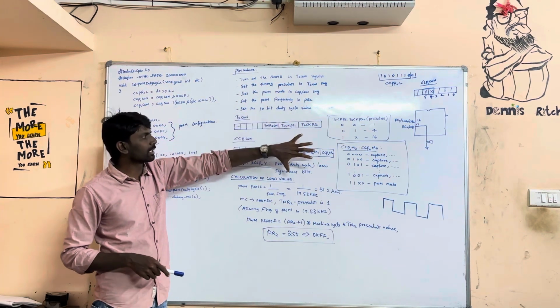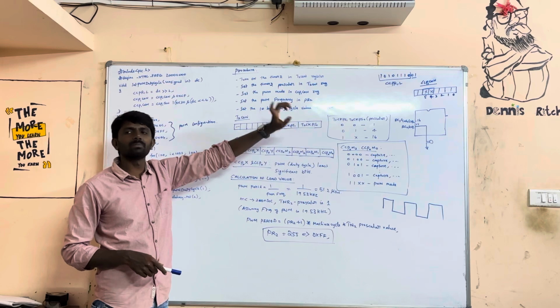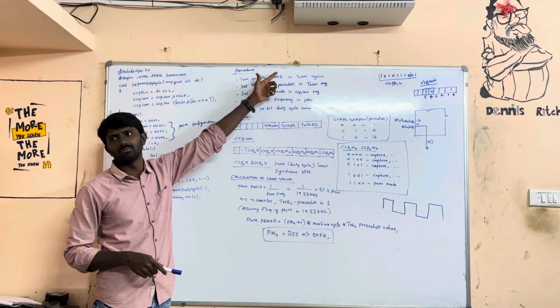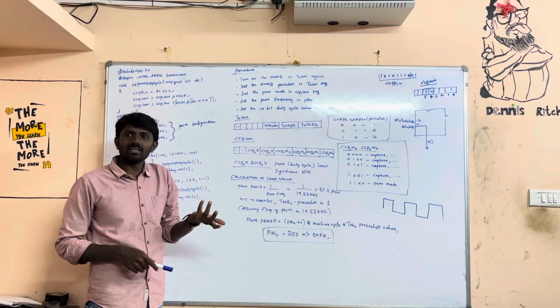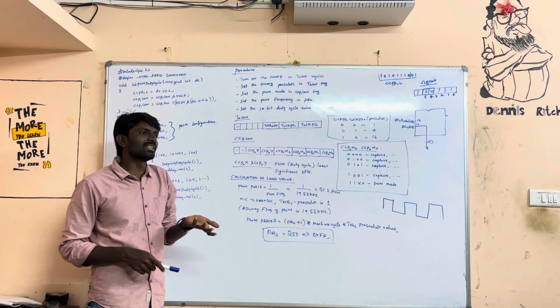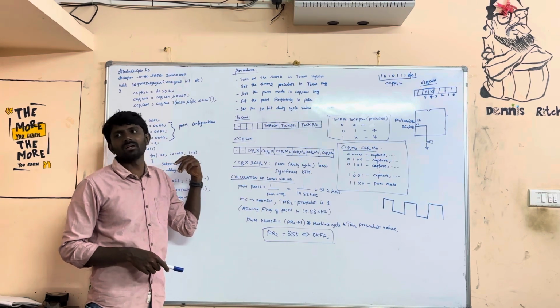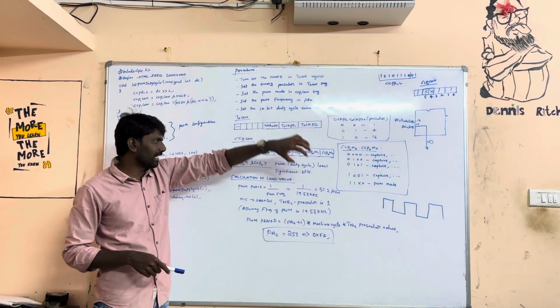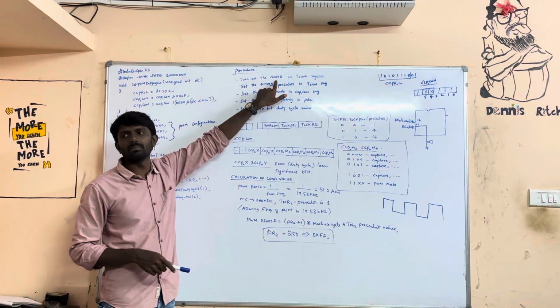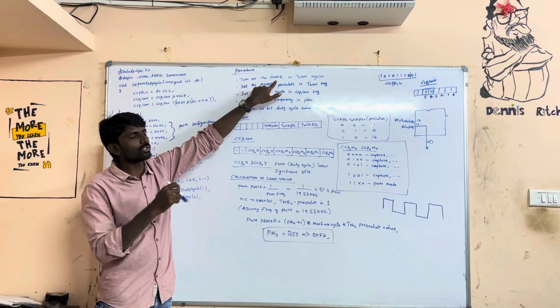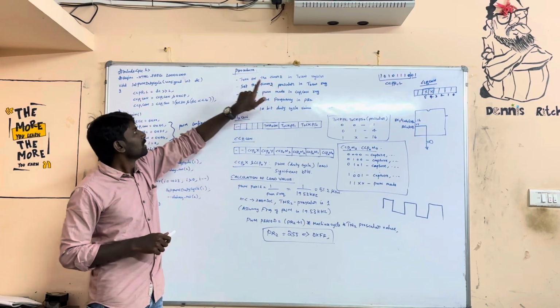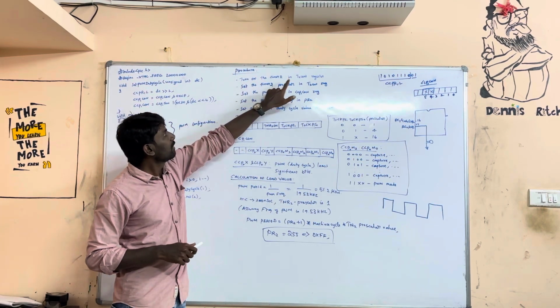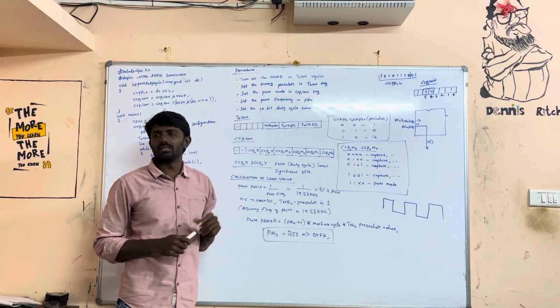In this PIC controller, for PWM you have to use only timer 2. For regular time-related purposes or delay generation, you use timer 0. But coming to PWM, you have to use only timer 2. Timer 2 is associated with the PWM. So turn on timer 2 in the T2CON register.